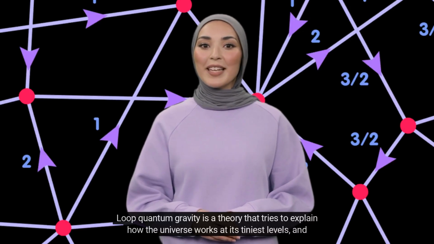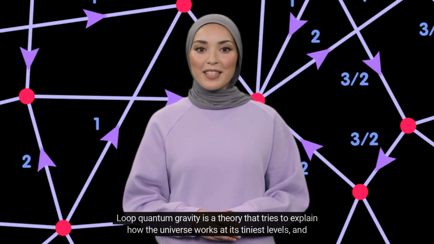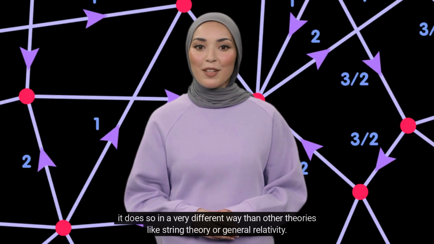Loop quantum gravity is a theory that tries to explain how the universe works at its tiniest levels, and it does so in a very different way than other theories like string theory or general relativity.